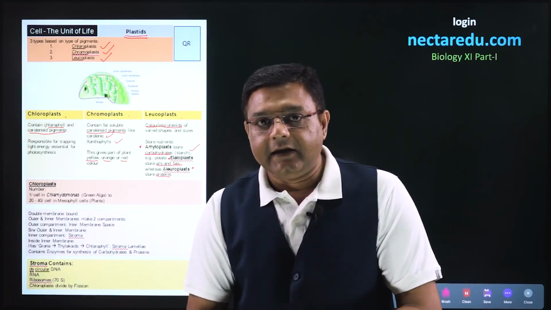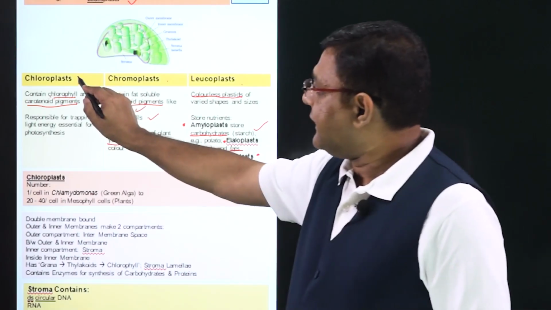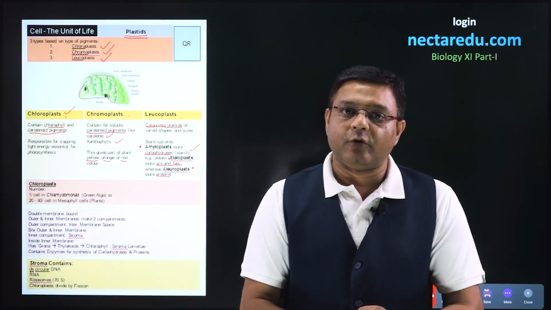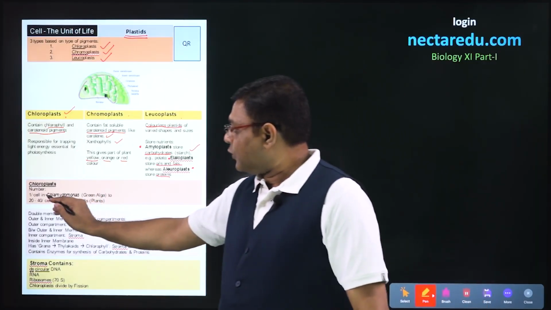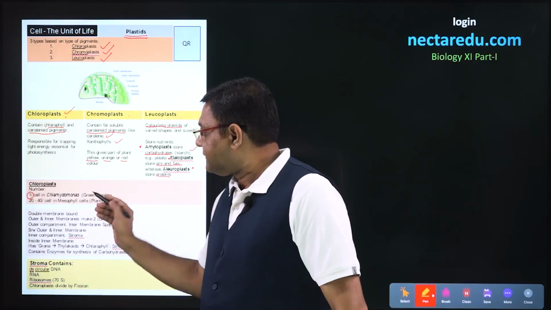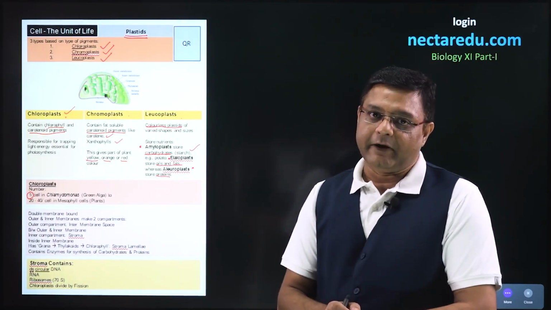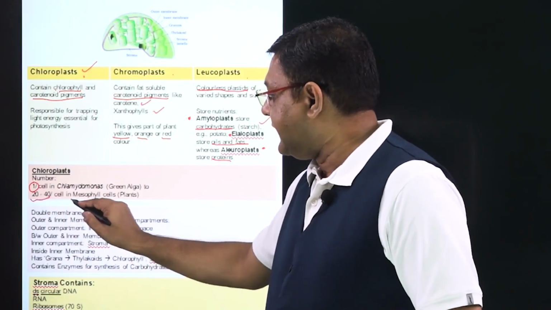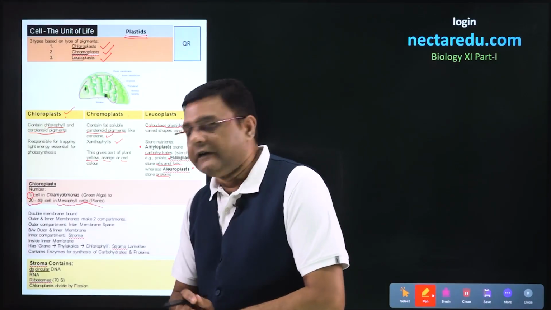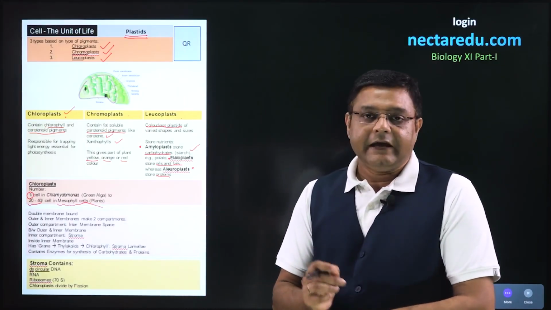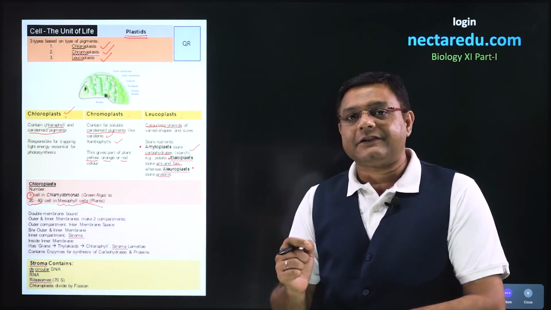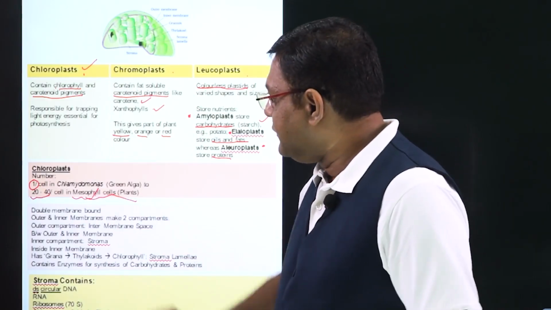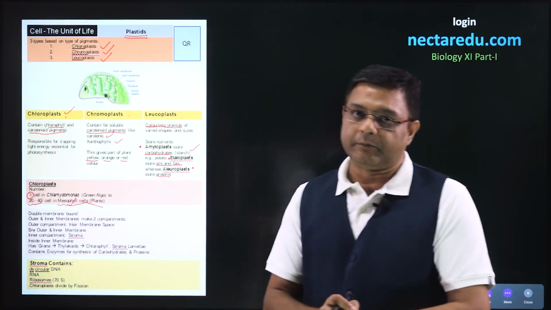Now in detail, we look into the structure of chloroplast. First, talking about the number of chloroplasts. The number can be just one, as is the case with Chlamydomonas. It can even be 20 to 40, for example in mesophyll cells of plants. The cells which have the maximum number of chloroplasts are the mesophyll cells of the plants.